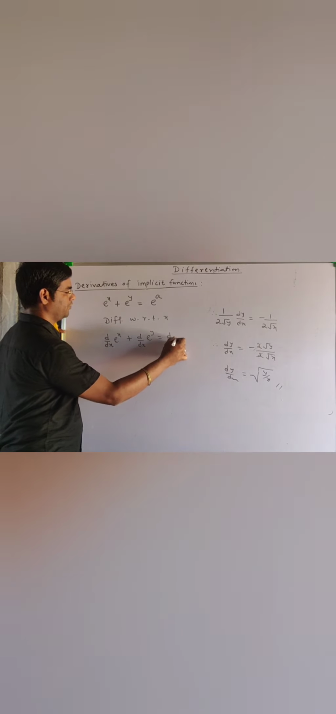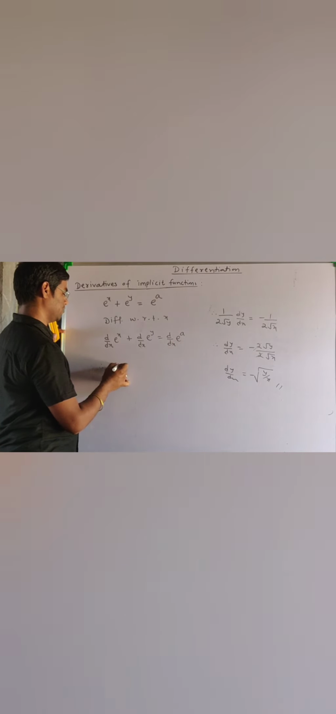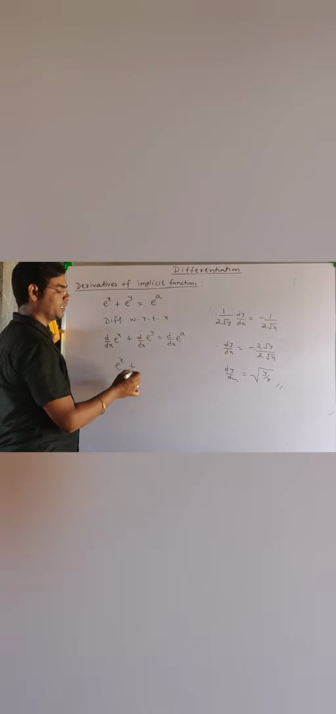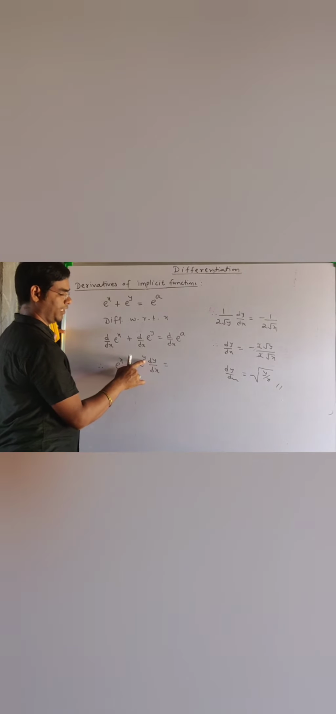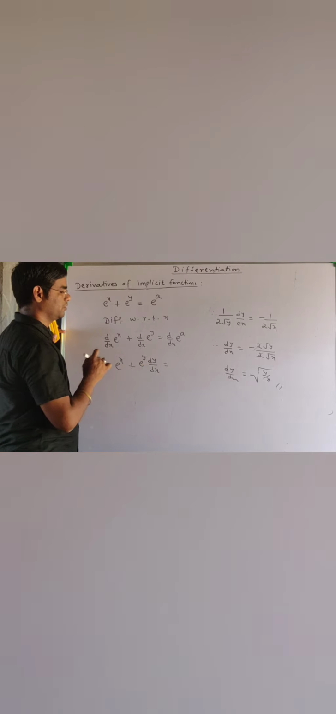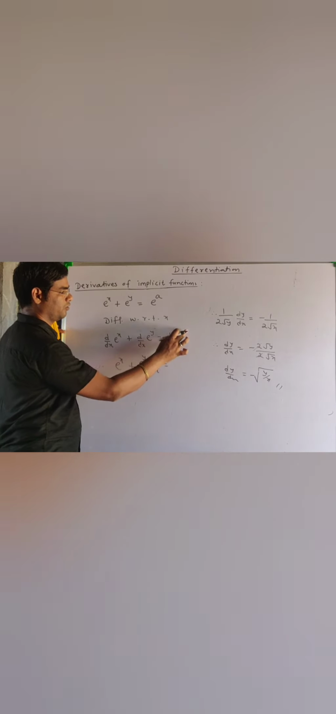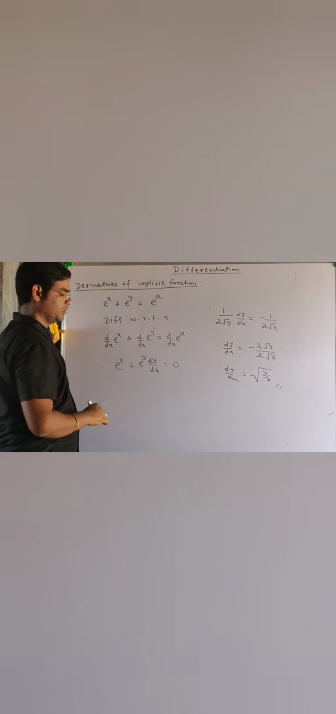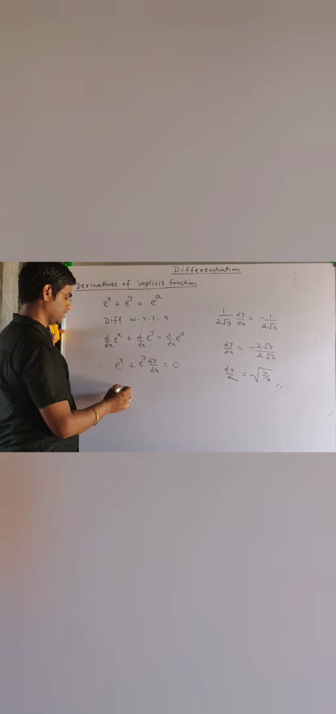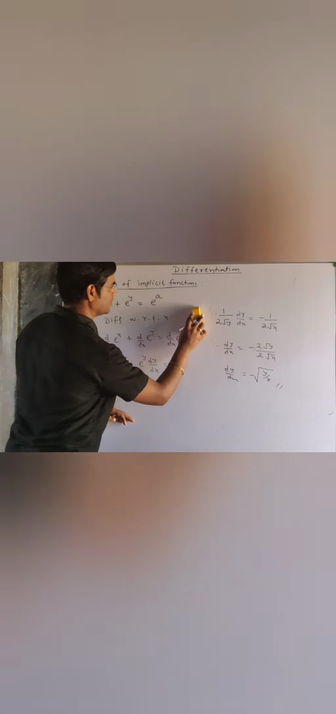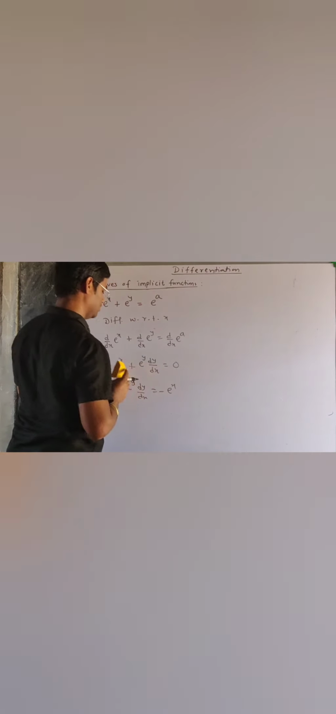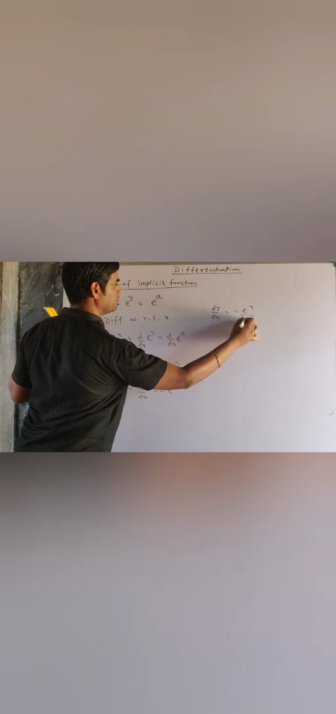So d by dx of e raised to x, the derivative of e raised to x is e raised to x, and that of e raised to y is e raised to y dy by dx. Again, we are applying the chain rule or composite function for the derivative of y, because this is not x. And on the right side we don't have any variable, so the derivative of the constant is 0. Shift e raised to x to the right hand side, so e raised to y dy by dx is equal to minus of e raised to x. So what is dy by dx? Our answer becomes dy by dx is equal to minus e raised to x upon e raised to y.